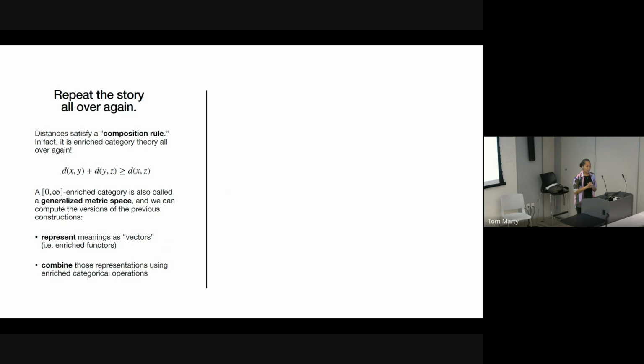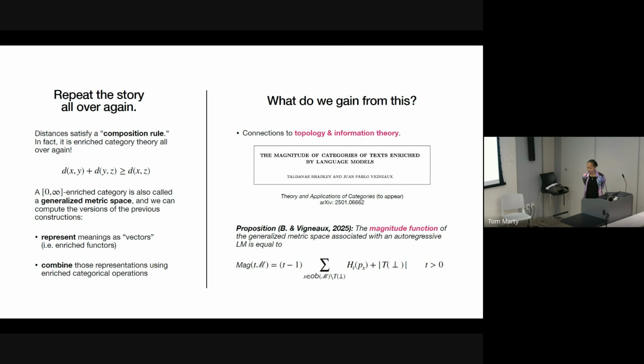What else can you do? So here's some work by myself and Juan Pablo Vigneault, who's at Caltech. It turns out that there's really interesting connections now to topology and information theory when you think of this. So there's a notion called magnitude. Magnitude is something, actually it's really interesting. It started in sort of investigations of biological diversity, like how diverse is my ecosystem in this particular setting. And a category theorist, Tom Leinster, took that notion and applied it to category theory several years ago.